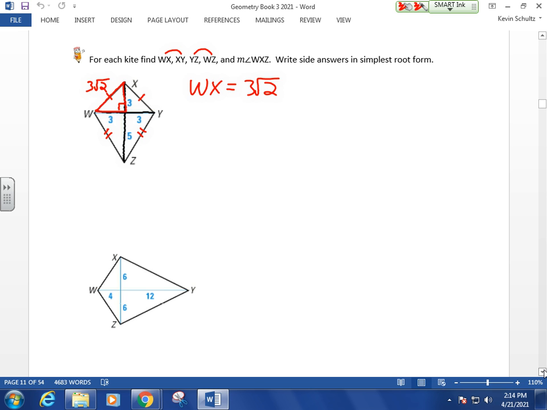Are special right triangles the only way to answer this question? Julia? You could use the Pythagorean theorem. What do you come up with if you use the Pythagorean theorem? Or if you use that one? Linnea?